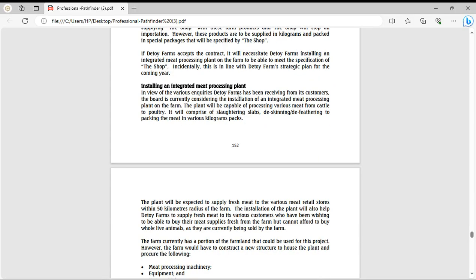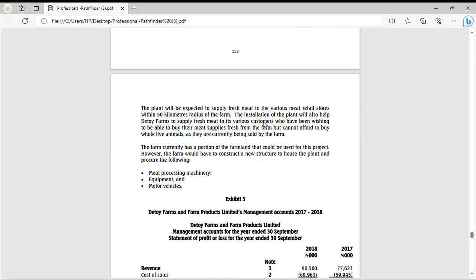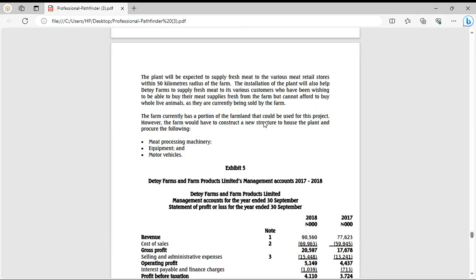In view of the various inquiries Detroit Farm has been receiving from its customers, the board is currently considering the installation of the integrated meat processing plant on the farm. The plant will be capable of processing meat from the cattle to poultry, right? It comprises slaughtering slabs, the skinning, the feathering, to package. So they're just telling us everything it contains. Basically, the information that we need there is that project one will require project two.